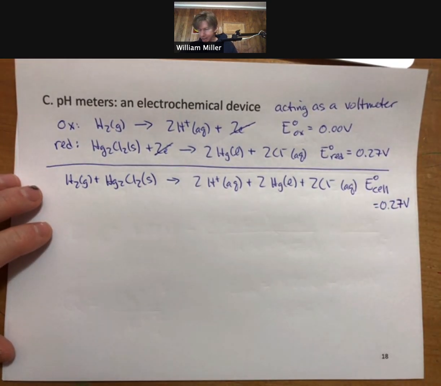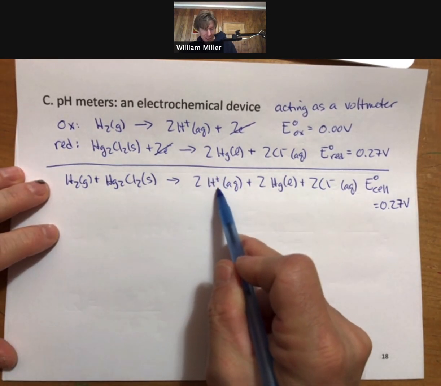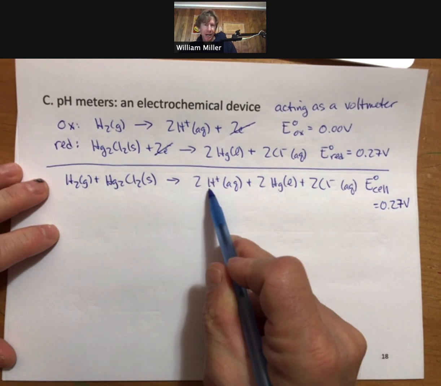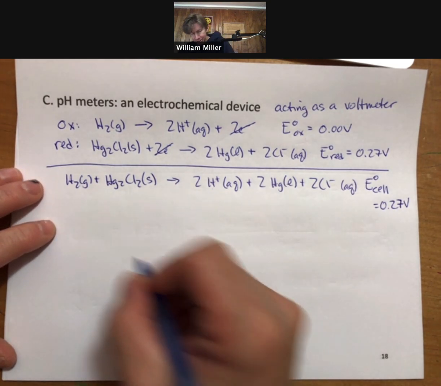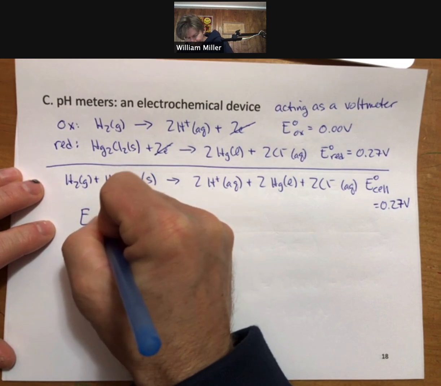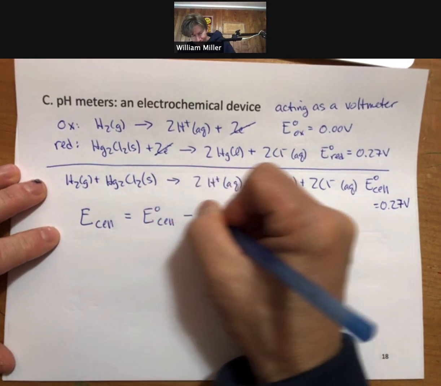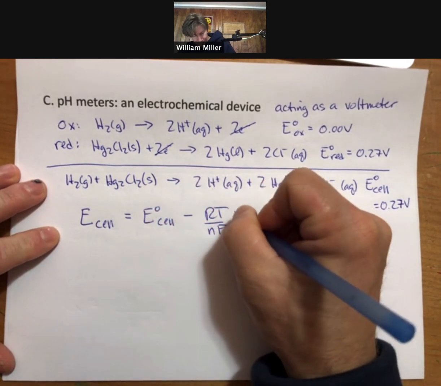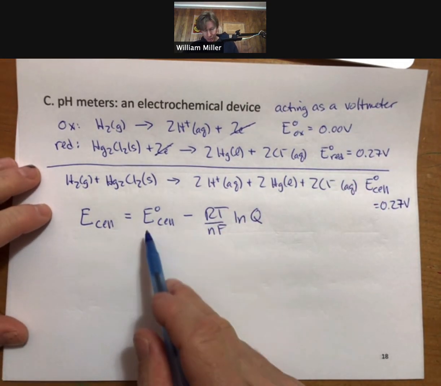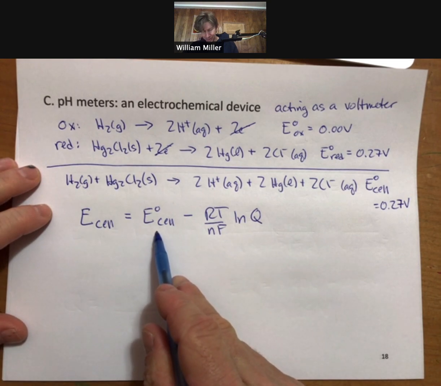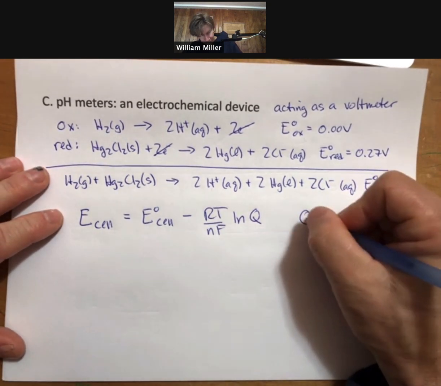Okay. Now we're going to show you how the cell potential relates to the concentration of hydrogen ions, and we know that the concentration of hydrogen ions is related to the pH. So let's go ahead and do that. I'll start by writing the Nernst equation. And now let's personalize it. We know that this is 0.27, although we won't put that in here yet. Let's write our expression for Q.